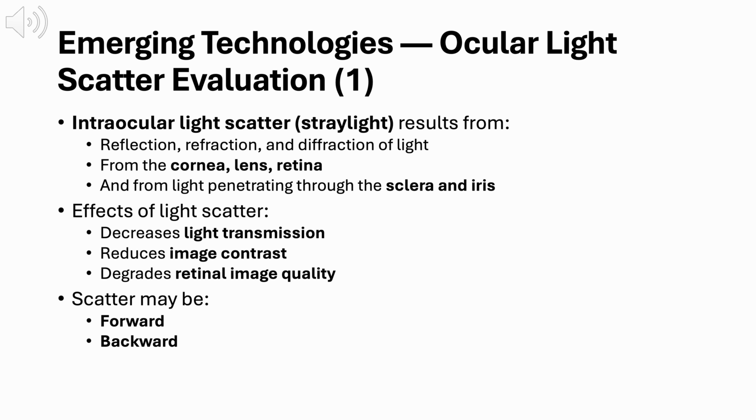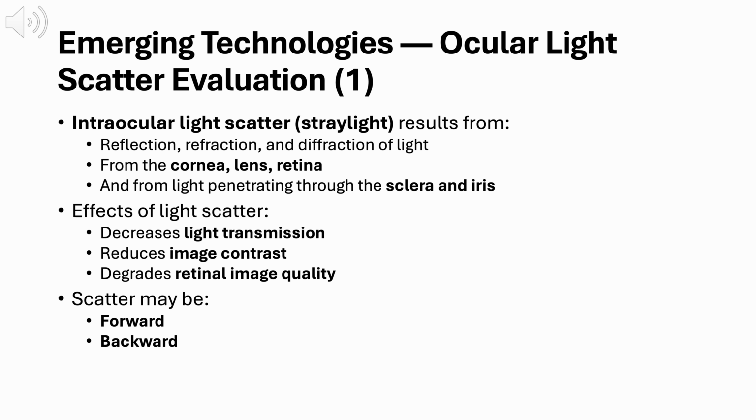Now let's shift to ocular light scatter, or stray light, an important concept in visual quality. Intraocular light scatter arises from reflection, refraction, and diffraction of light as it passes through the eye. It originates not only from the cornea, lens, and retina, but also from light penetrating through the sclera and iris, which contributes to background noise.